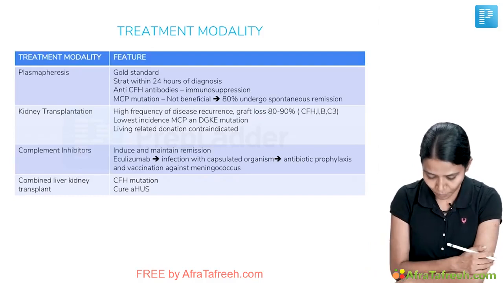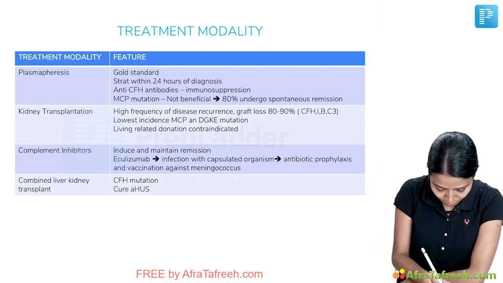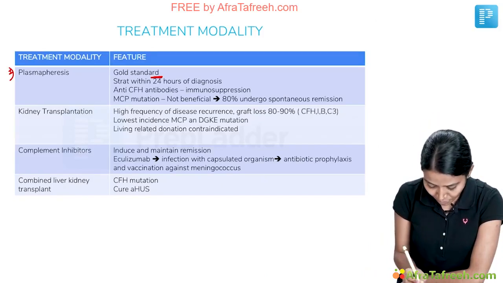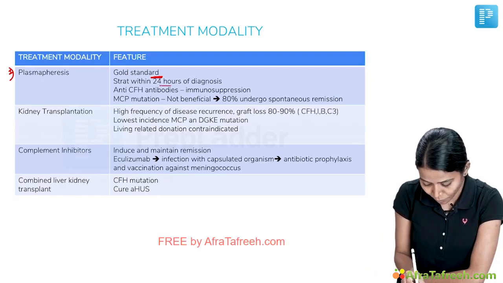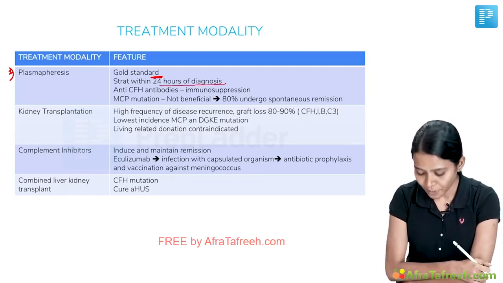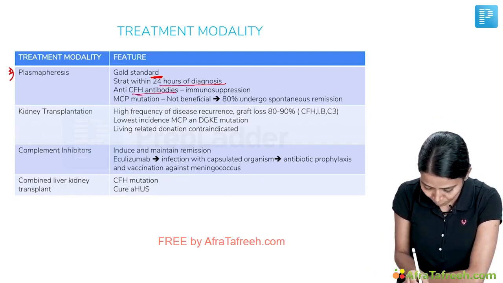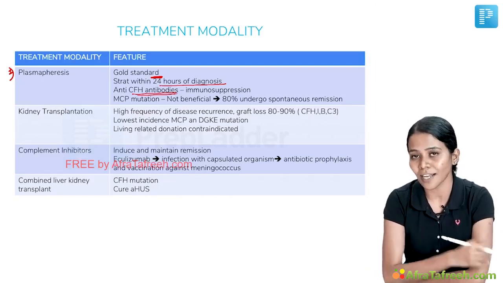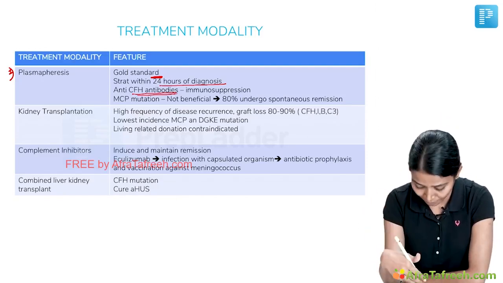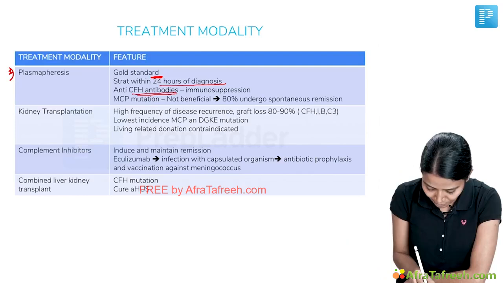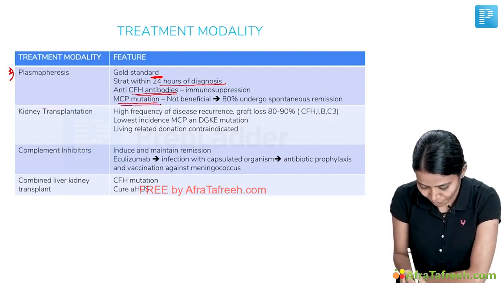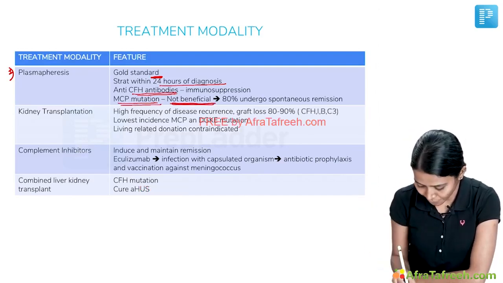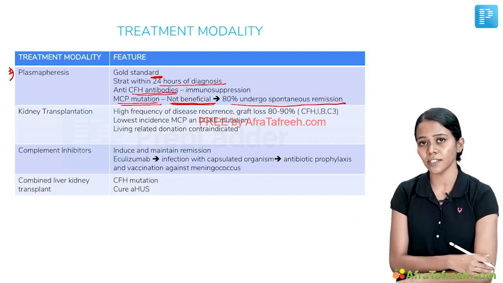Okay. Now treatment modality. There are four important treatment modalities. First is plasmapheresis. Plasmapheresis is the gold standard. It is better to start within 24 hours of diagnosis. Okay, and if the patient has anti-complement factor H autoantibodies, along with plasmapheresis it is important to add immunosuppression, because that is going to prevent the production of anti-complement factor H antibodies. Next, if there is MCP mutation, then plasmapheresis is not beneficial, and 80% of patients undergo spontaneous remission. So there is no need to do plasmapheresis in these patients.